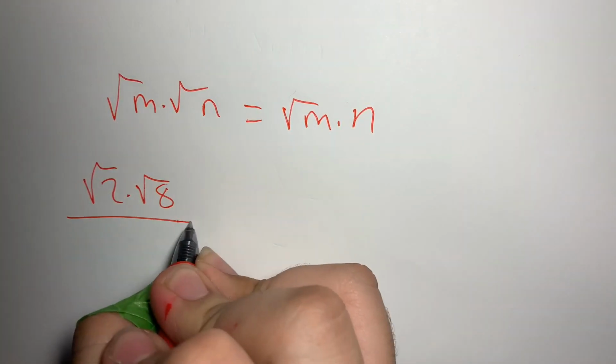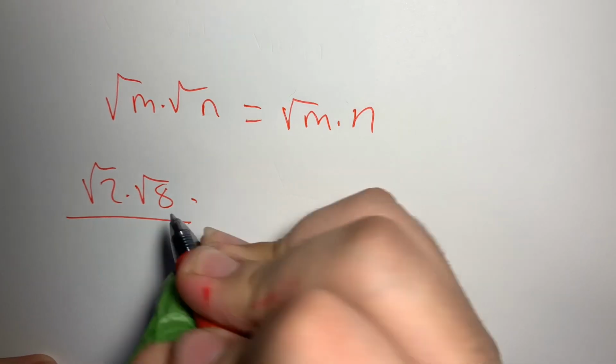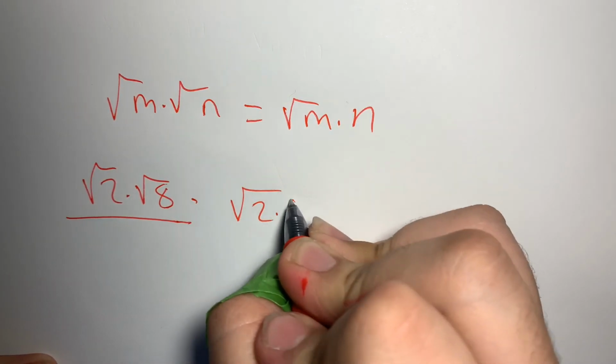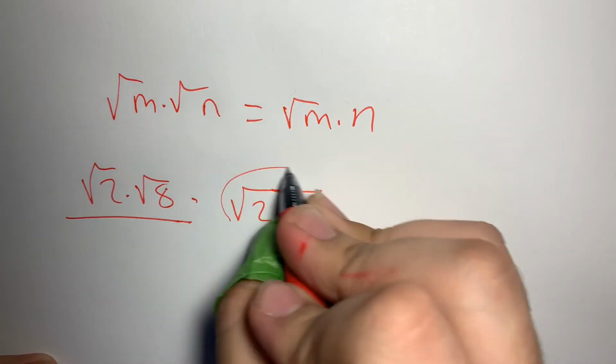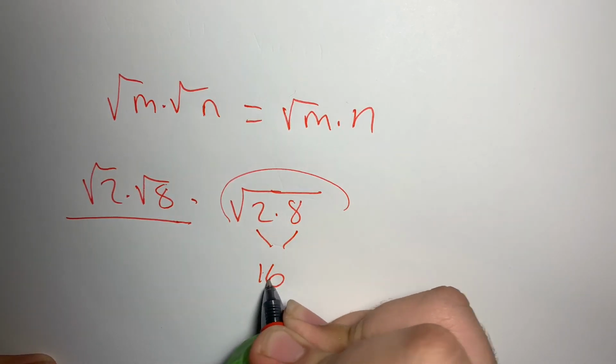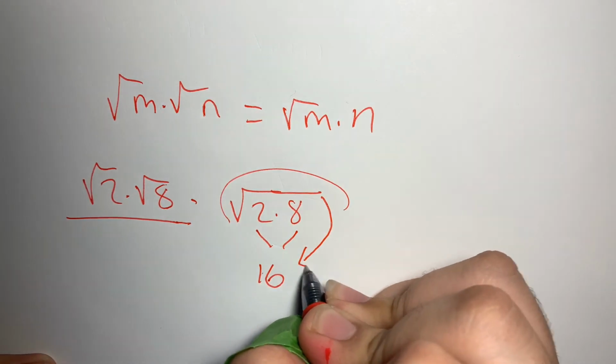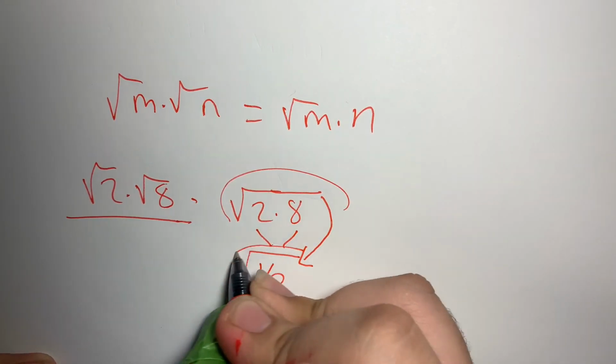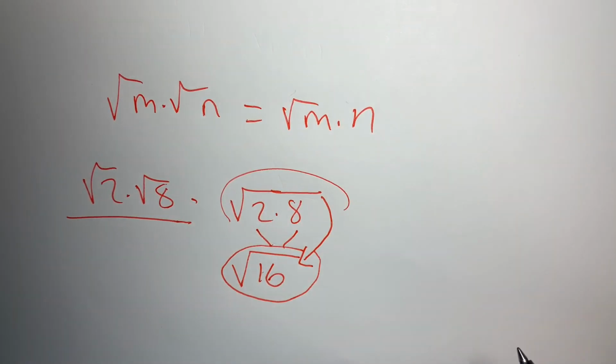Okay, so the first thing you have to do is turn this into radical 2 times 8 with one radical sign. Then you're going to multiply these two numbers, which is going to give you 16. And you can't forget the radical sign, so you bring it down. And your answer is going to be radical 16.